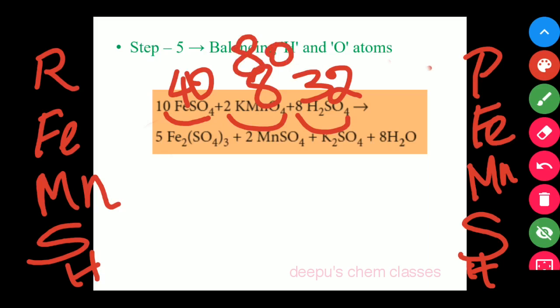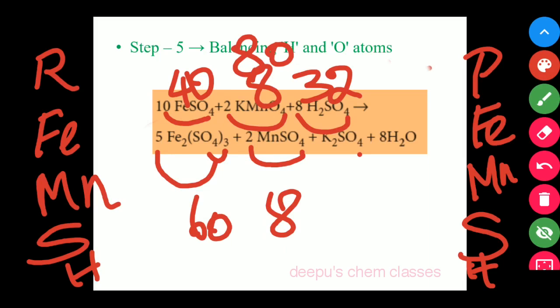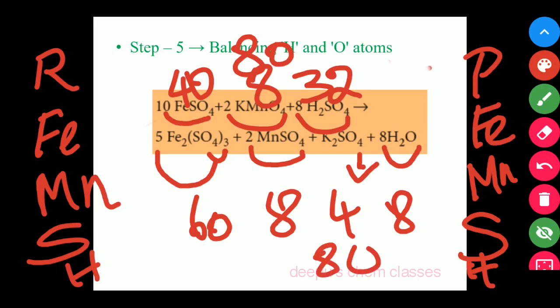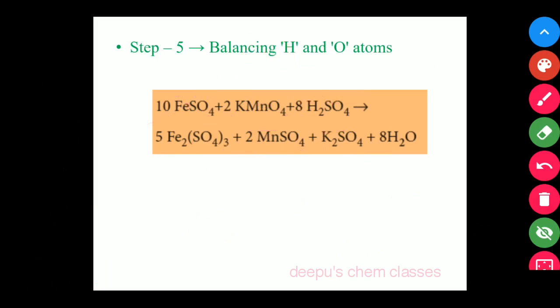Let us check the same on the product side also. 4 into 3, 12. 12 into 5, 60. 2 into 4, 8. Here it is 4, here 8. So 8 plus 4, 12. 12 plus 8, 20. 20 plus 60, 80. So oxygen gets automatically balanced. Now all the elements are balanced, and we get a balanced equation.